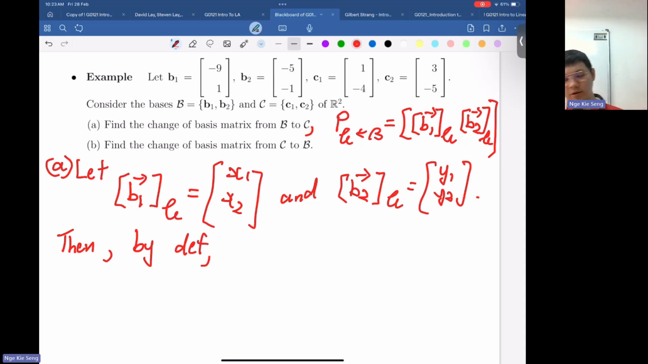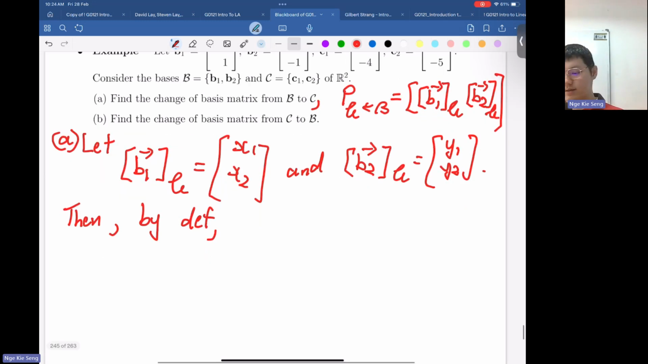Okay, so how do we find them? We will use a very economic way to find them. Instead of substituting, you can do that if you like, otherwise we will use the augmented matrix that you learned before. So by definition, you take the linear combination using C1, C2 with these scalars x1, x2, and you will get B1.